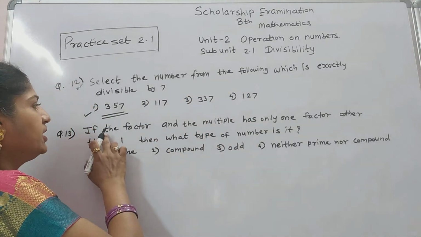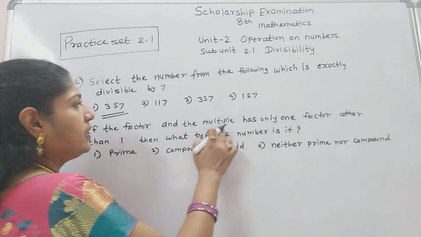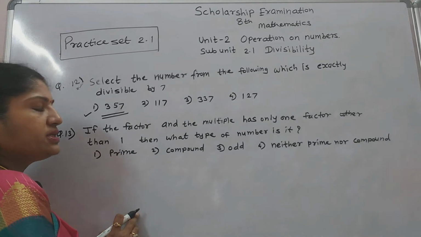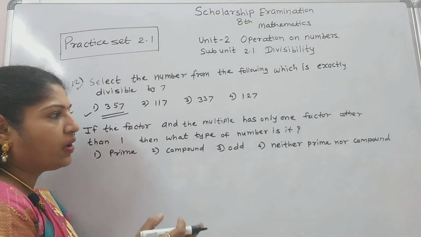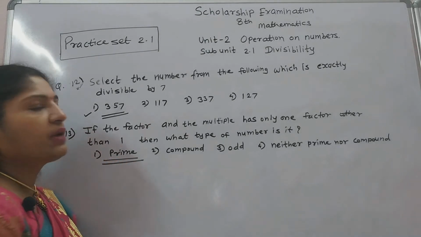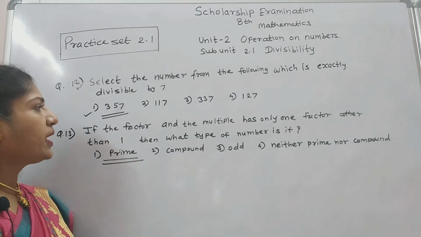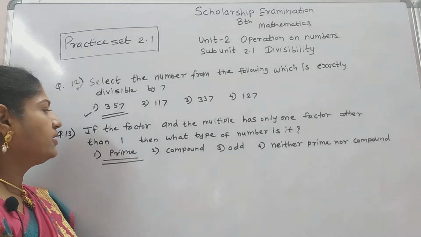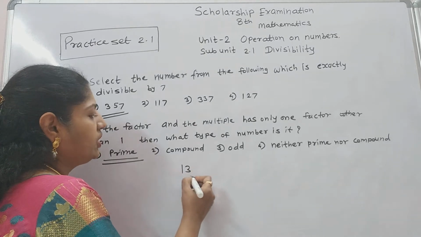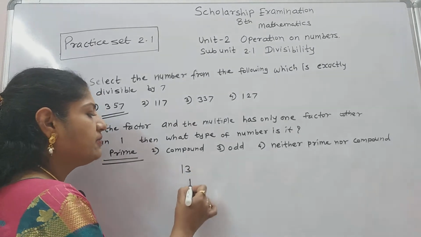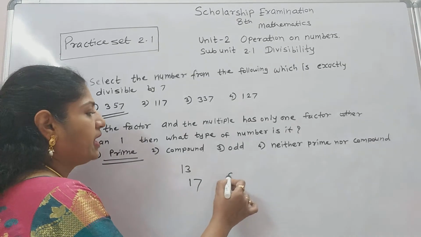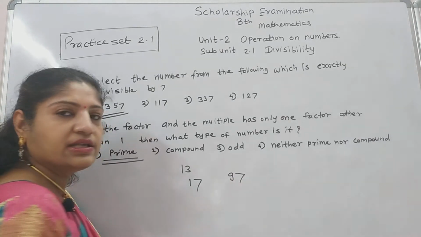Question number 13. If a number has only one factor other than 1, then what type of number is it? Prime number, compound, odd, or neither prime nor compound? This is the prime number. A prime number has only one factor other than 1. For example, 13 has only the factors 1 and 13. 17 has only the factors 17 and 1. 97 has only the factors 97 and 1.